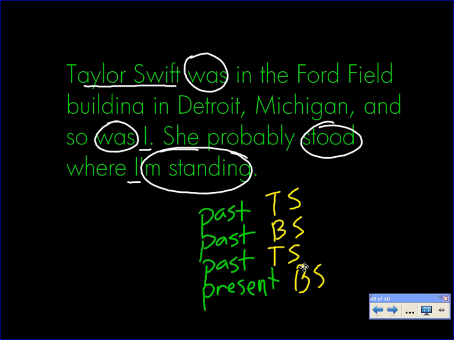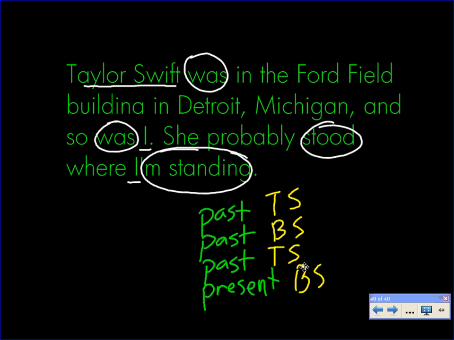Taylor Swift was in the Ford Field building in Detroit, Michigan, where I was standing. She probably stood where I am, or where, I'm sorry, let me rephrase that. Taylor Swift was in the Ford Field building in Detroit, Michigan, where I am standing. She probably stood where I am. Then you'd have past, present, and it would make sense because you'd be in the present tense and Taylor would be in the past tense, right? Because she was there and you are there. So do you see how that bounces back and forth, present to past? But you've placed yourself in the past tense. You've got to be consistent.